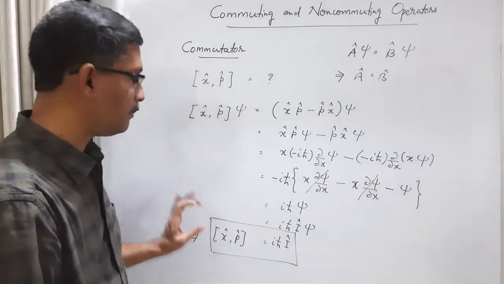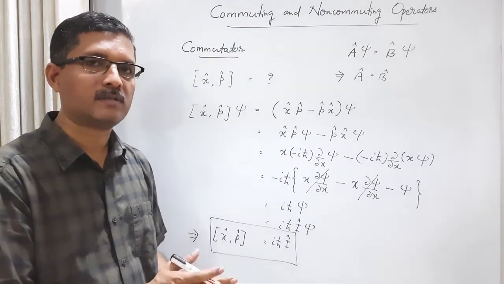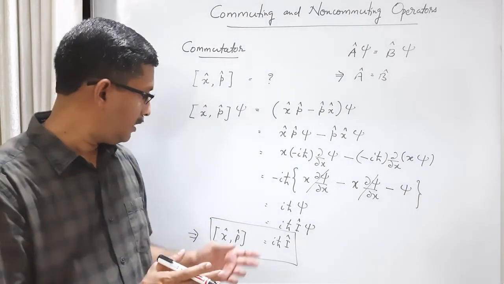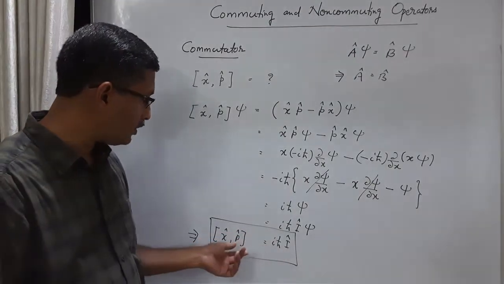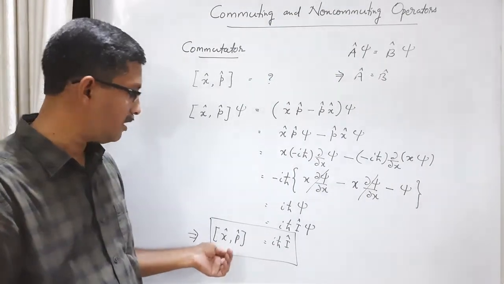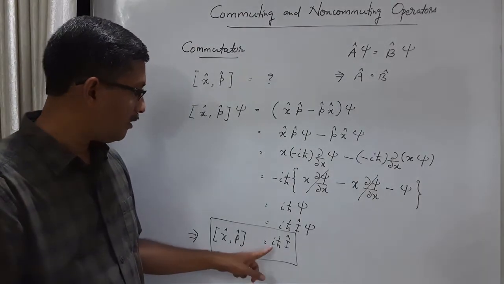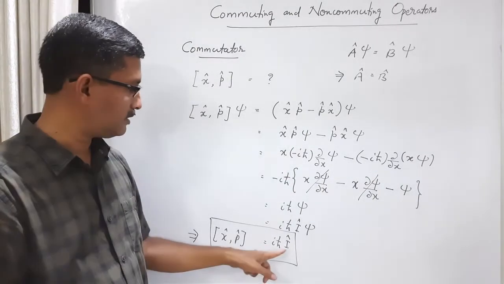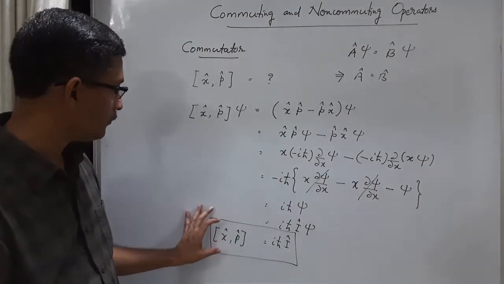This result is very important because these are two of the most important non-commuting operators in quantum mechanics, and this commutation relation is called Heisenberg's commutation relation between the position and linear momentum operators. Here i is the square root of minus 1, and capital I with a cap is the identity operator.